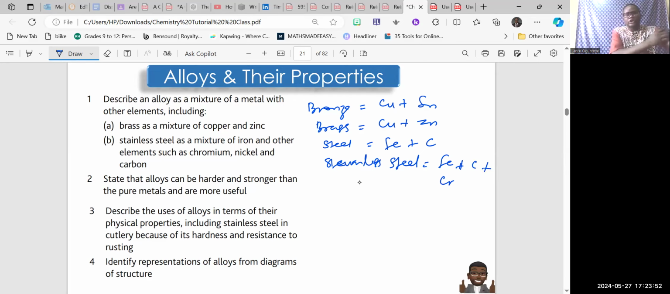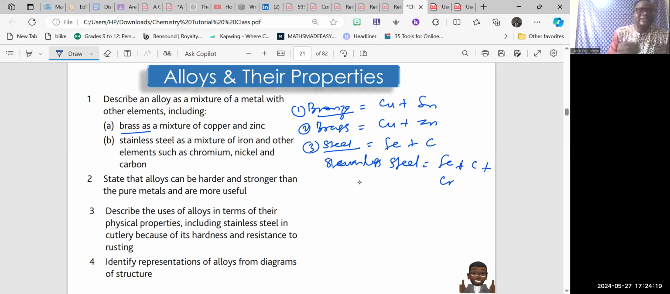Palladium, rhodium, metals that have high resistance to what? To corrosion, right? Chromium, nickel, and all that, okay? They make stainless steel, right? So you need to be able to give examples. Brass, you know, is copper and what? Zinc, right? I gave you bronze and tin, and steel rather. You need to know these examples well, okay?